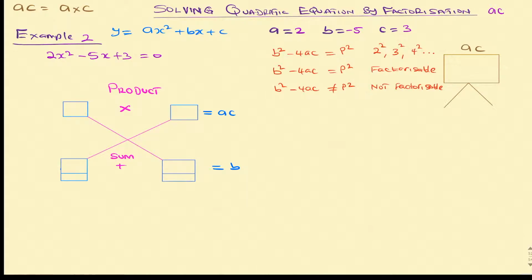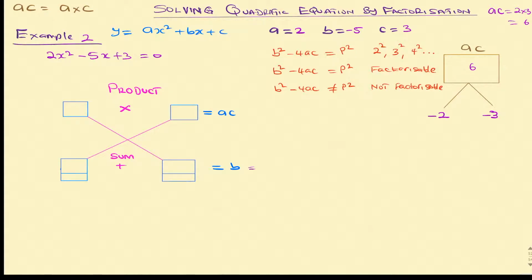AC is 2 times 3, and that's 6. We need two numbers we can multiply to get 6, and two numbers we can add to get minus 5. So if we start with 2 and 3, that can give us 6. 2 times 3 is 6. Because we want to add them together to get minus 5, we need to have minus 2 and minus 3. Minus 2 minus 3 will give us minus 5.